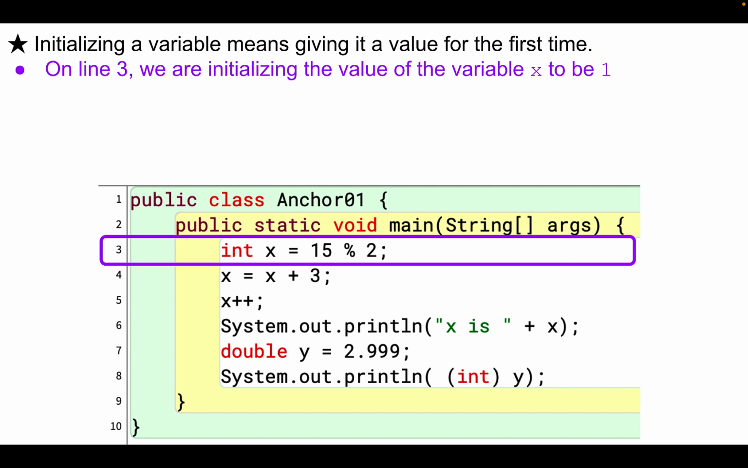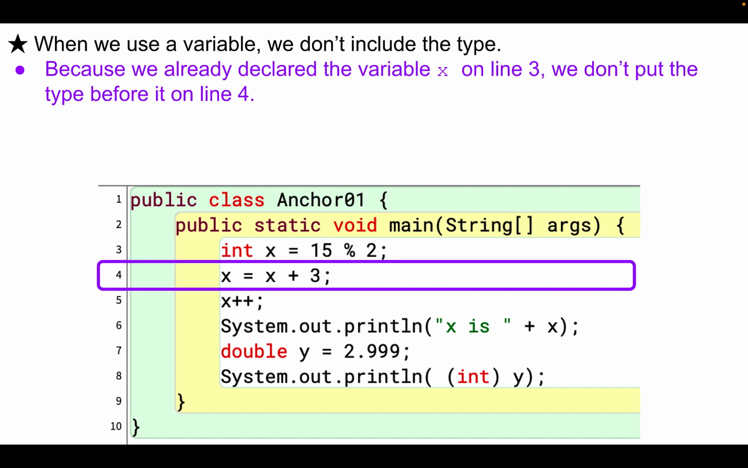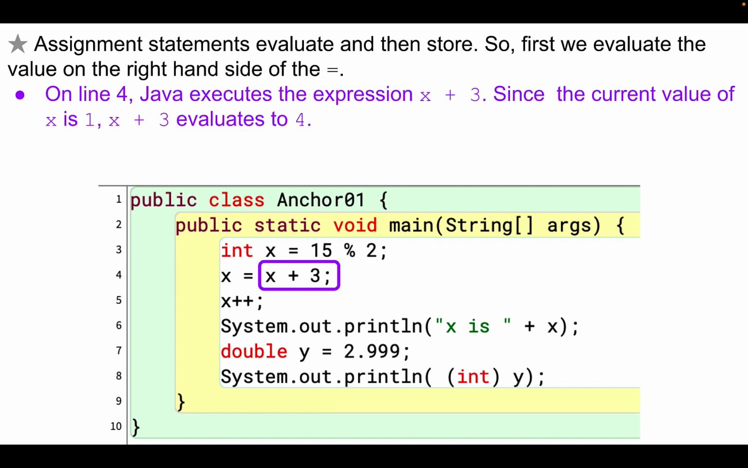Initializing a variable means giving it a value for the first time. On line 3, we are initializing the value of the variable x to be 1. When we use a variable, we don't include the type. Because we already declared the variable x on line 3, we don't put the type before it on line 4. Again, assignment statements evaluate and then store. So first we evaluate the value on the right-hand side of the equals. And you can see I used a gray star there. That means you've already seen that general principle before in this example.